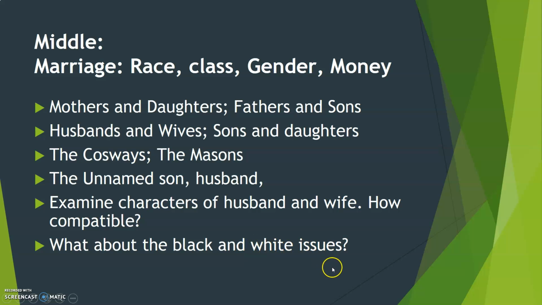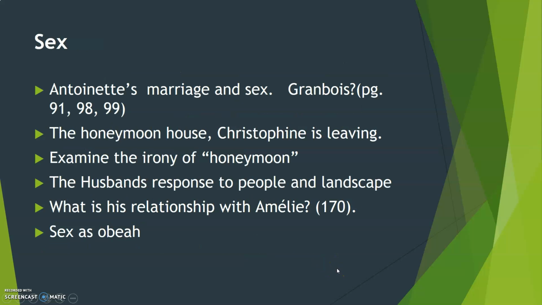What about black and white issues? And there is a large theme of sex or sexuality. So dig into the novel and see what you find out about Antoinette's marriage and sex. The honeymoon house. Examine the irony of this term, honeymoon. Examine the husband's response to people and landscape. What is the relationship with Amelie? And there is something going on about sex and obia. See if you can unravel what's happening there.